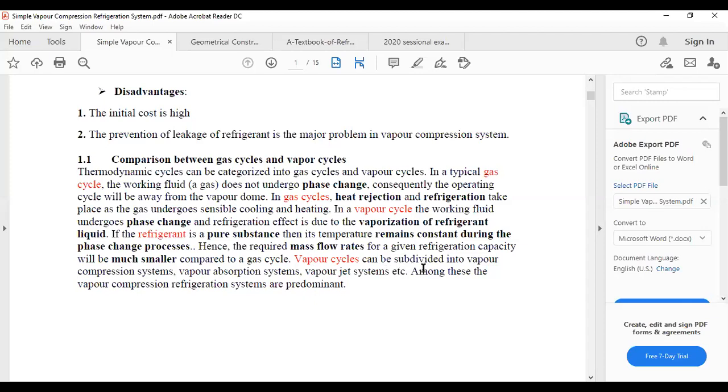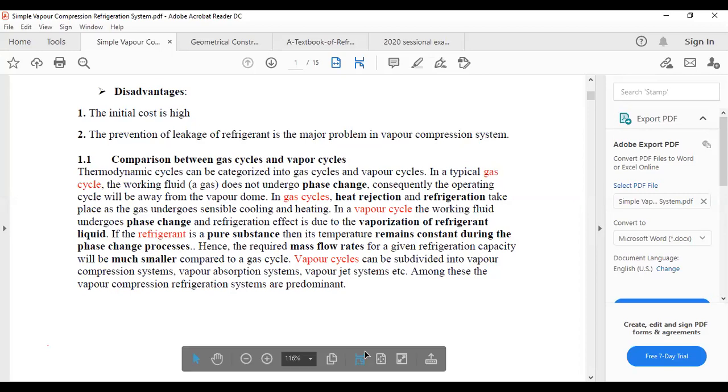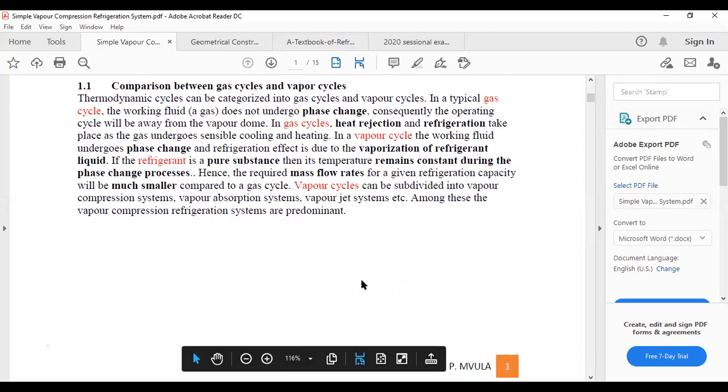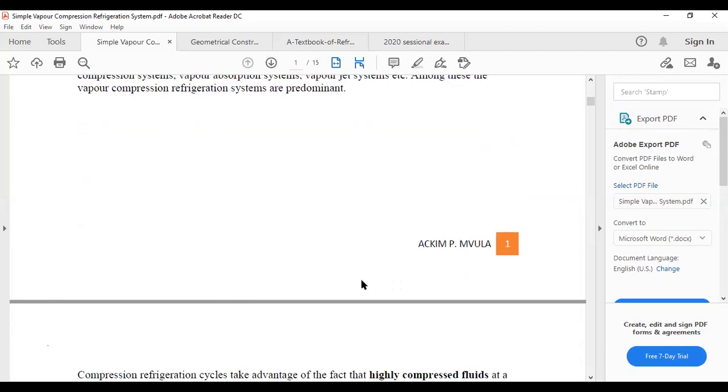As for the mass flow rate, I've explained it. For air, we need a lot of mass to carry the heat, but for the liquid refrigerant, just a small amount is enough to achieve the cooling. The vapor cycle can be divided into the compression system, which you are looking at now and which is employed in most systems, and other vapor cycles, which are the next topic: the vapor absorption system and the vapor jet system. We'll look at these in the next topic.